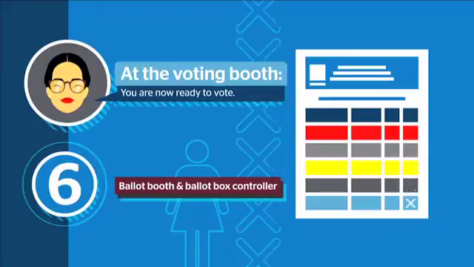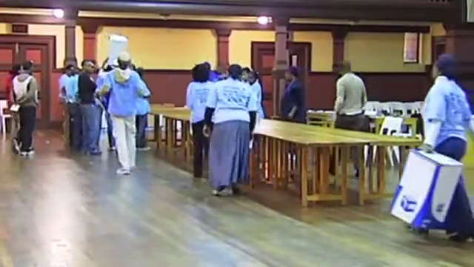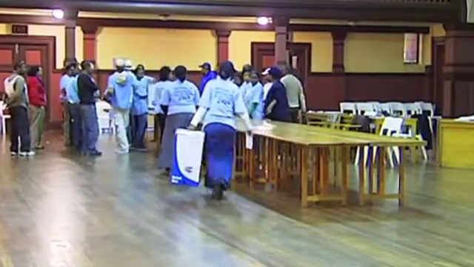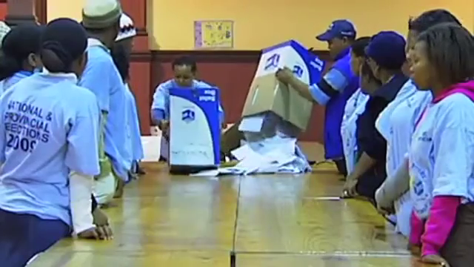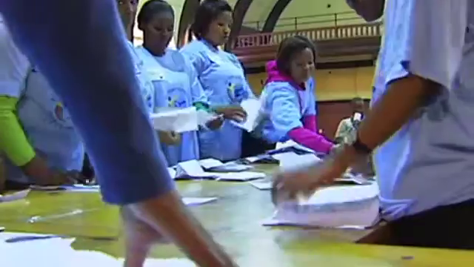The process is closely monitored by party agents, observers, and presiding officers. And once the voting stations close, counting takes place immediately. Party agents and observers present are required to sign off on result slips.